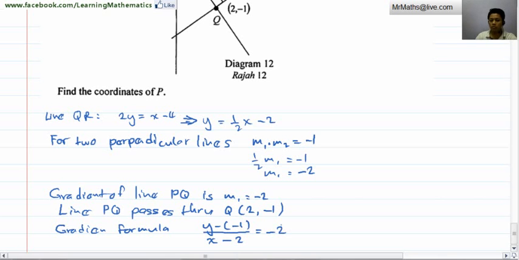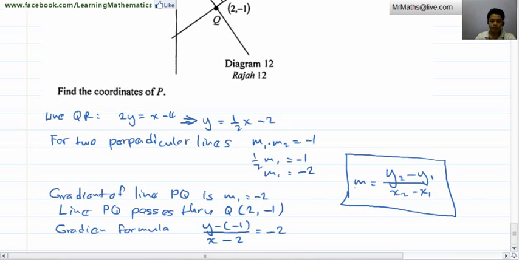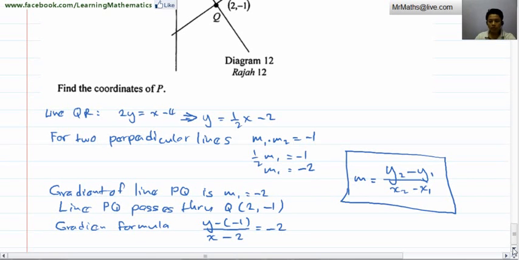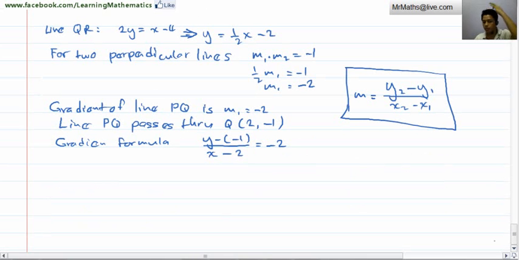This is the general term for the gradient. If you recall, the gradient formula is y2 minus y1 over x2 minus x1, this is M, the gradient. Just a side note. But if you want to find the equation, knowing the gradient and the point that it passes through, then you use the one that I just wrote here.